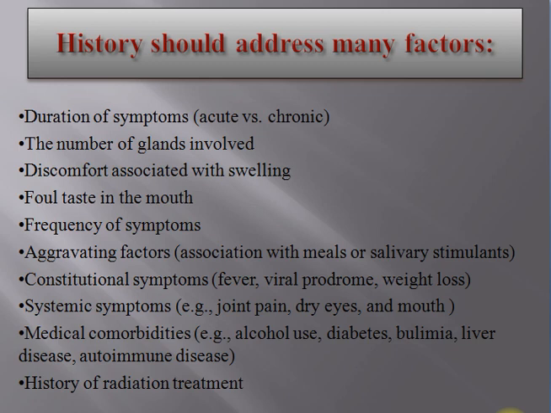So in this slide I tried to show you factors which can influence diagnosis, and you have to ask according to the duration of the symptom and the number of the glands which are involved in the process, discomforts associated with the swelling, foul taste in the mouth, frequency of the symptoms, aggravating factors associated with meals or salivary stimulants, constitutional symptoms, for example, like fever, viral prodrome, weight loss, systemic symptoms, joint pain, dry eyes and mouth, in which you can suppose, for example, some syndromes, medical comorbidities, and a history of radiation treatment or previous chemotherapy.